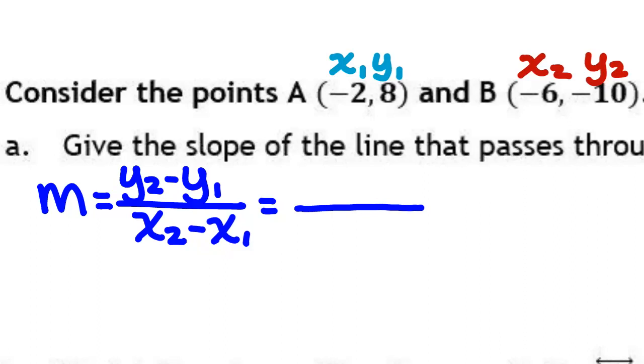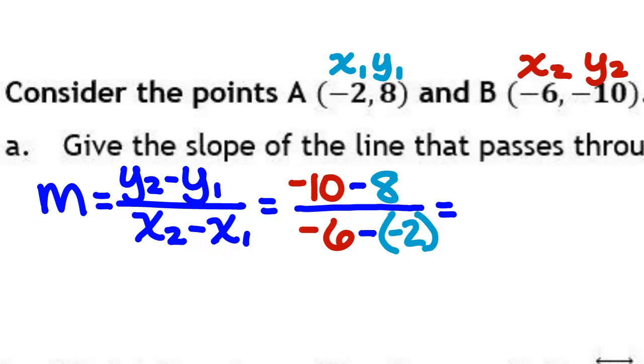I need y2 to be the first number I write down in the numerator. What is y2 here? -10. So I have -10 minus, and then what is y1? Because it's y2 minus y1. 8. So -10 minus 8 in my numerator. Down in the denominator now, I want x2 minus x1. What is x2? -6. Minus my x1, which is -2.